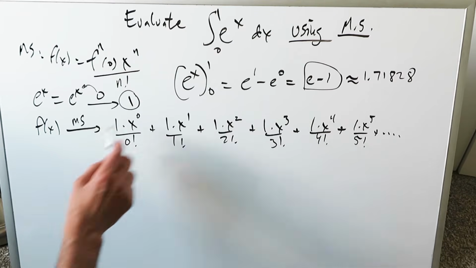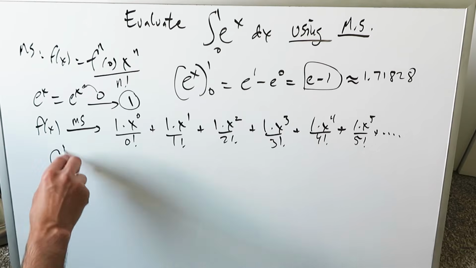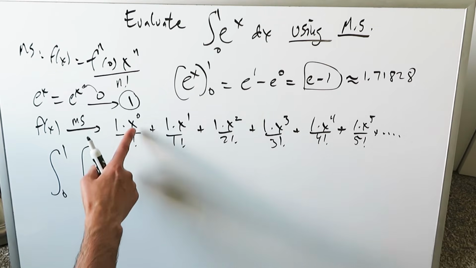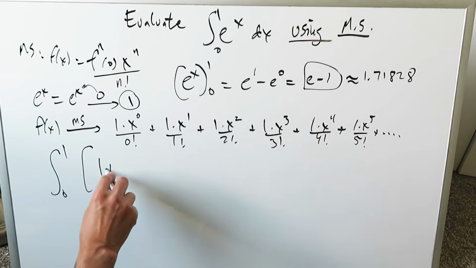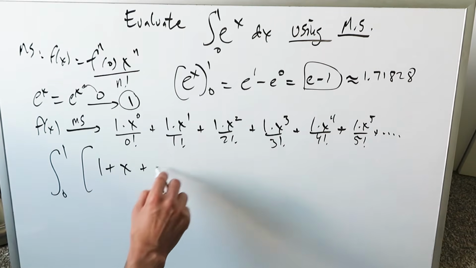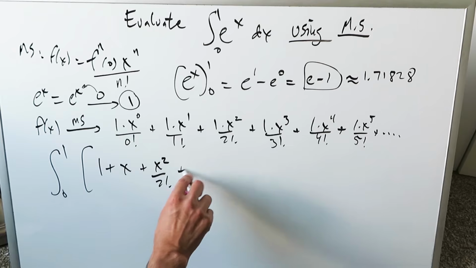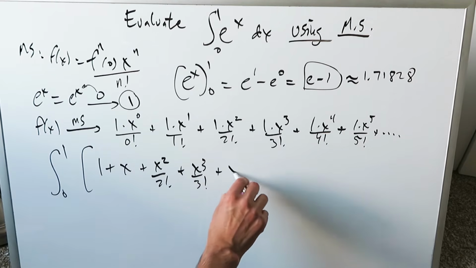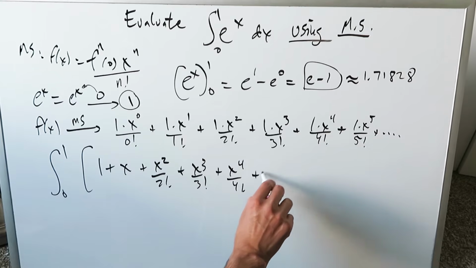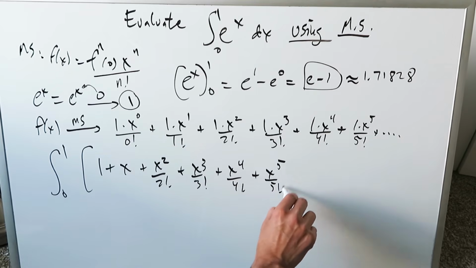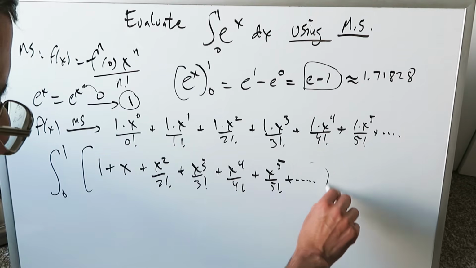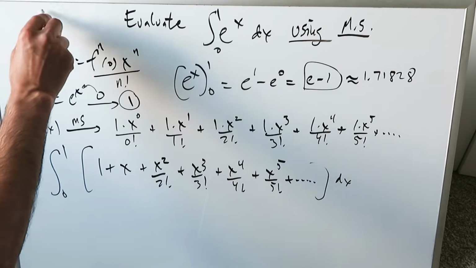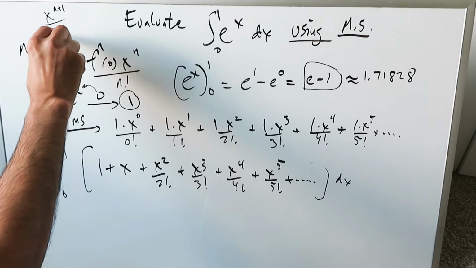Now what you would do in the integral part, you're looking at 0 to 1, you would integrate all of this right here. Look at it, you have coming from here 1, here you have an x, here you have an x squared over 2 factorial, here you have x cubed over 3 factorial, and likewise x to the 4 over 4 factorial plus x to the 5 over 5 factorial, on and on and on, and dx. But these are all polynomials. You can use your basic template for polynomial, x to the n plus 1 over n plus 1.